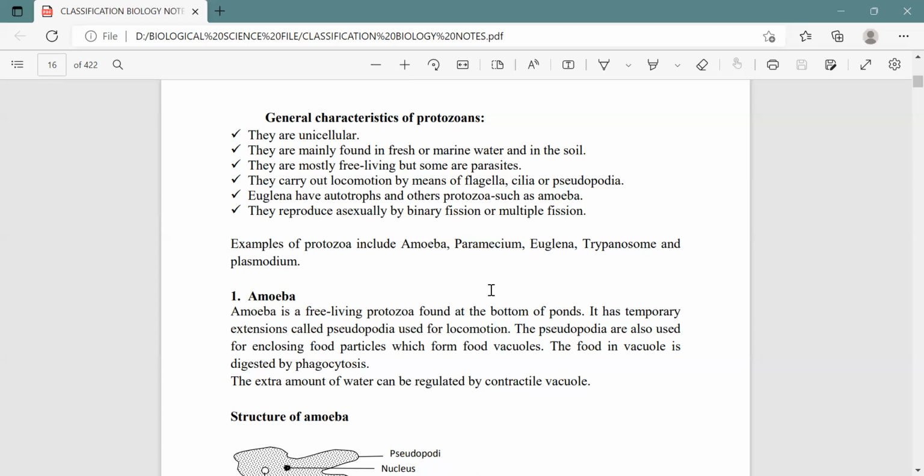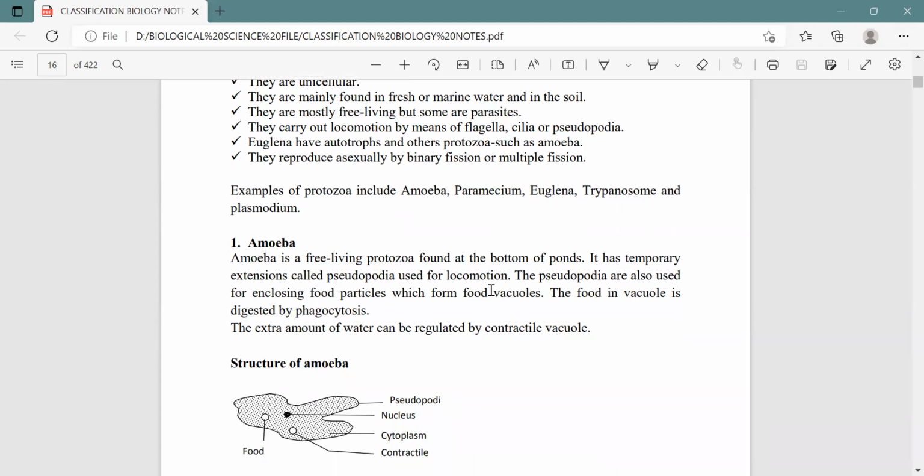Others, like the paramecium, will reproduce asexually by multiple fission. Multiple fission means one cell can split into very many fragments, each fragment taking with itself cytoplasm and some nuclear material that can enable it to continue life as an independent, free-living organism.